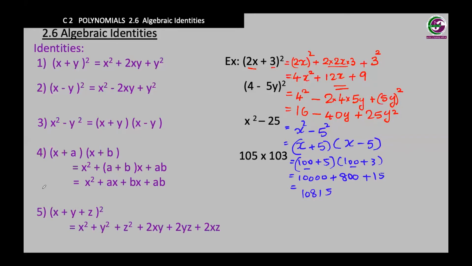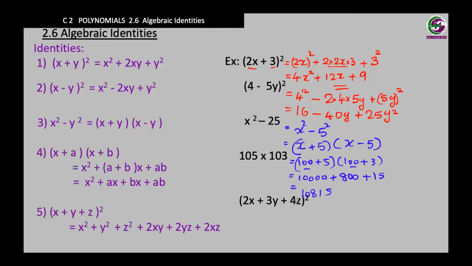Next identity is similar to the first identity, but here we have 3 terms. Again, you can compare with the answer. We have x, y, z. So square of the first one plus square of the second one plus square of the third one plus 2 multiplied by first and second, then 2 multiplied by second and third, then 2 multiplied by first and last. Again, how are the last 3 terms? 2 with first and second, 2 with second and third, 2 with first and last. This is how you get the identity, and let's see the example.